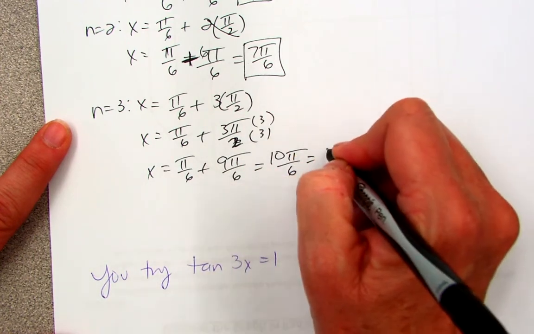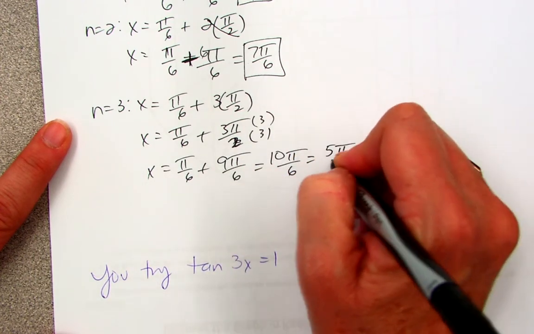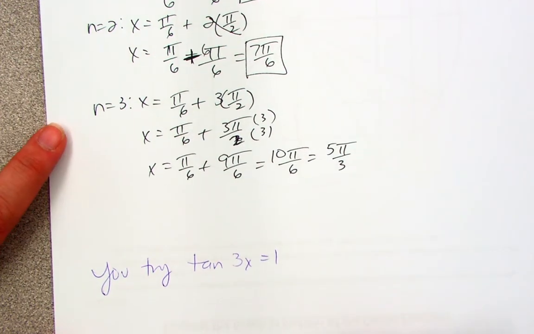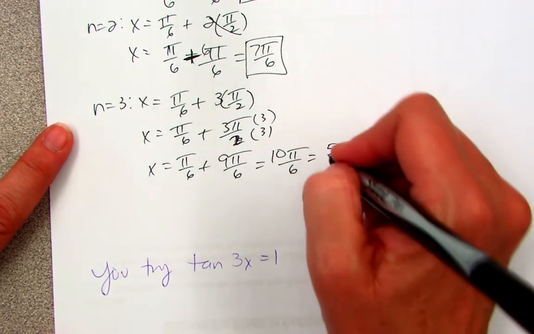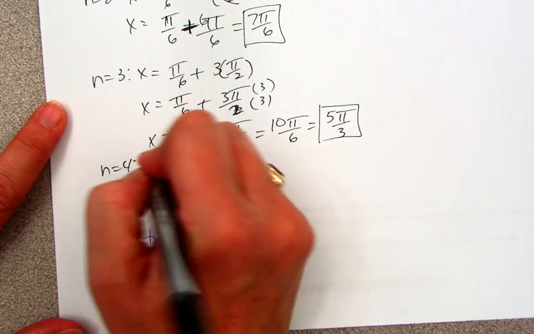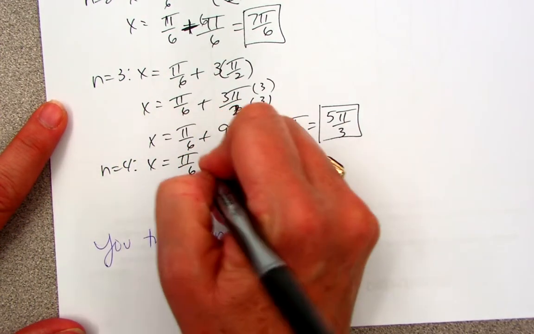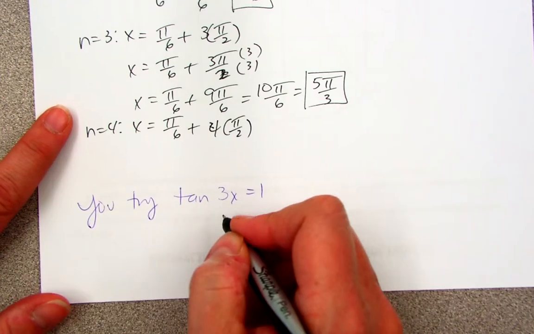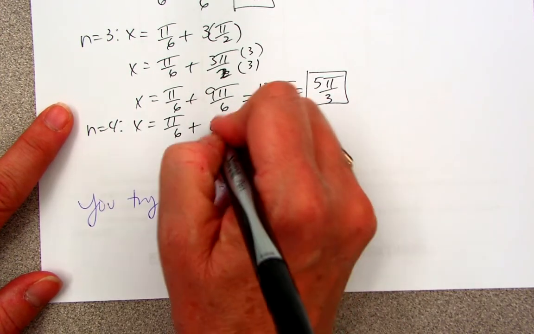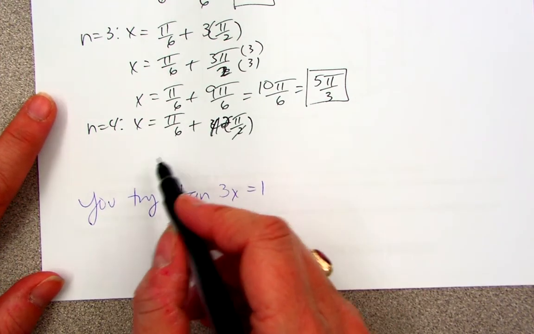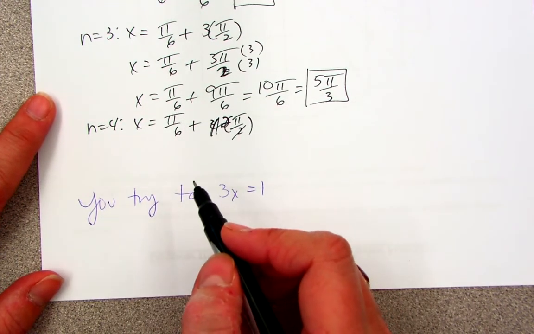I'm going to reduce that. Is that still between one rotation, between 0 and 2 pi? Yes, it is. That is another solution. Lord help me, I'm tired. 4 times pi over 2. Let's see, that cleans up to a 2 pi, doesn't it? Yes? 2 pi plus pi over 6, isn't that beyond one rotation between 0 and 2 pi?